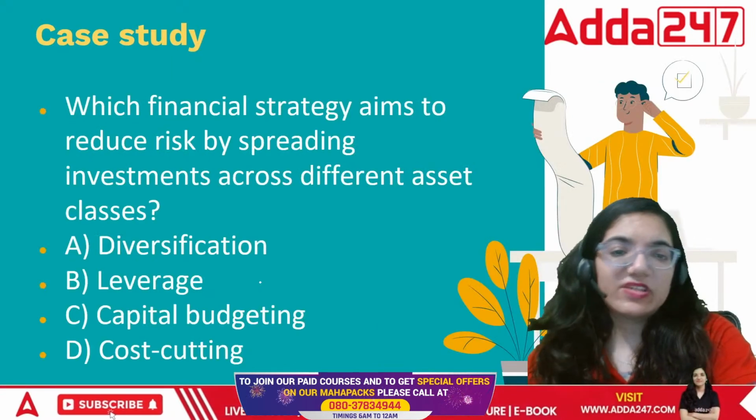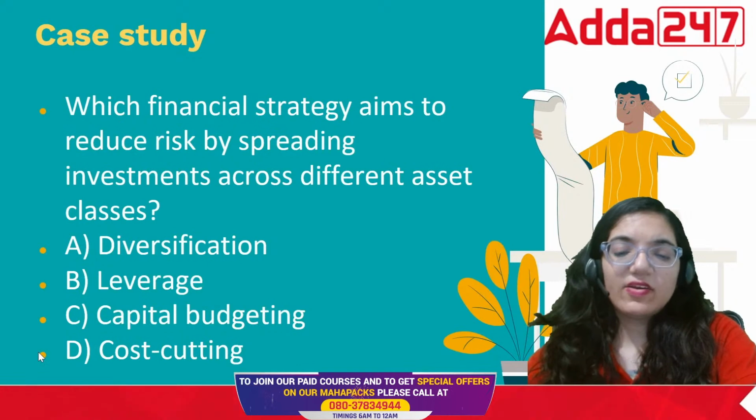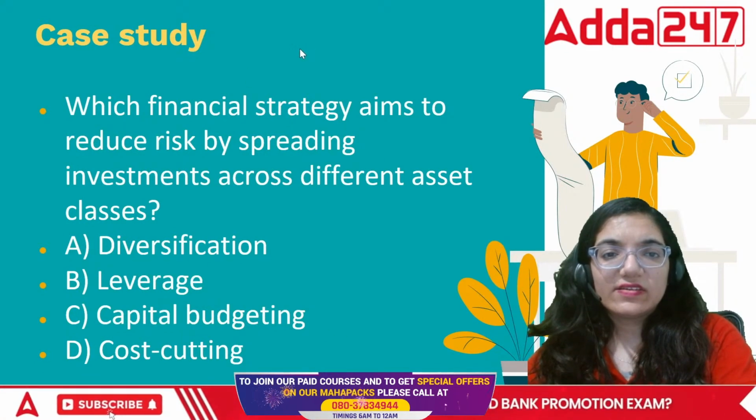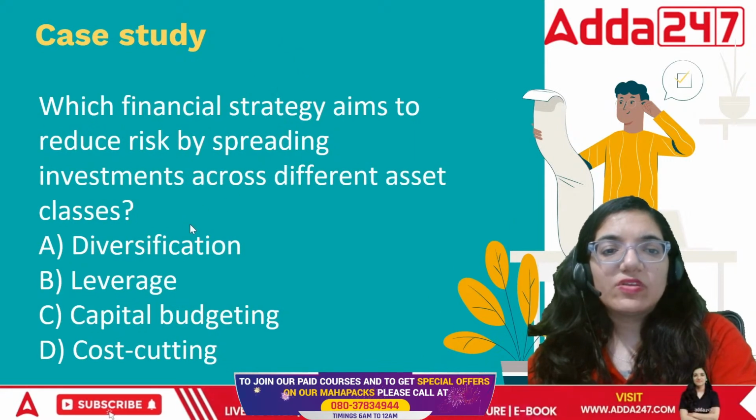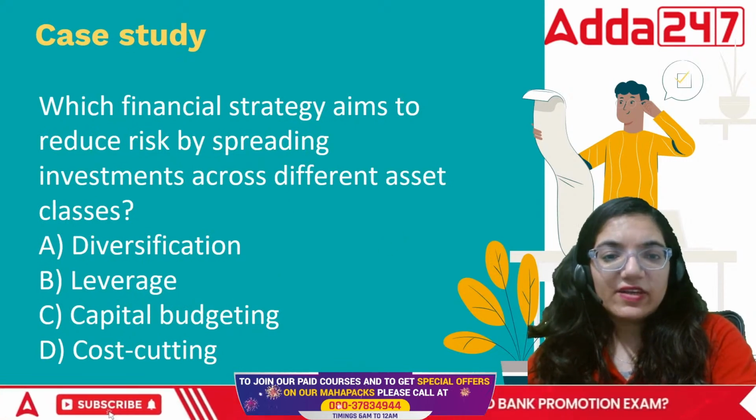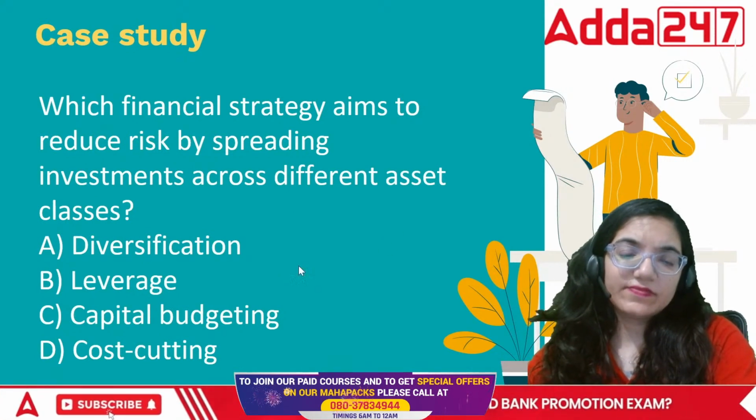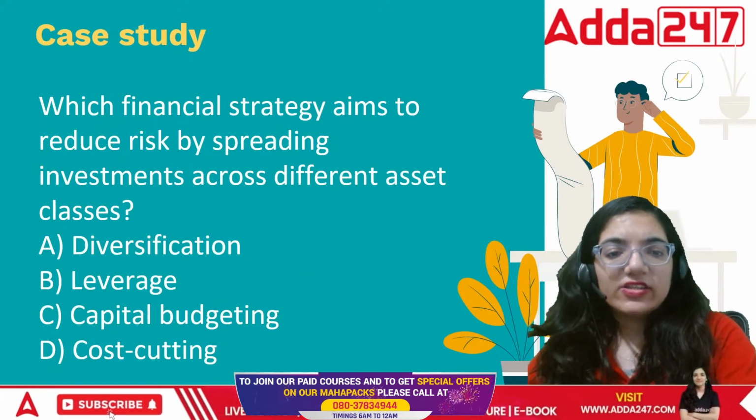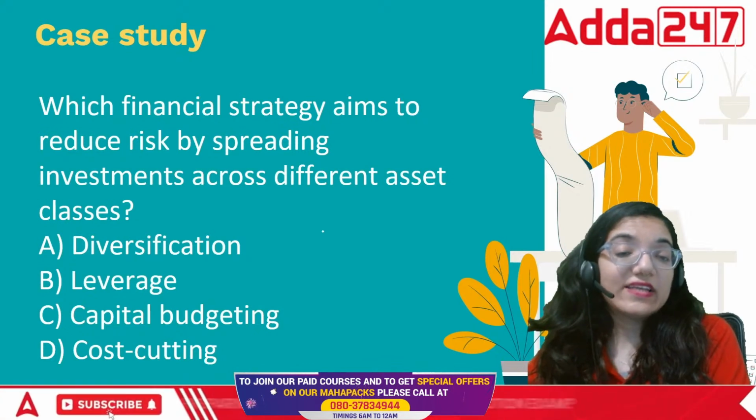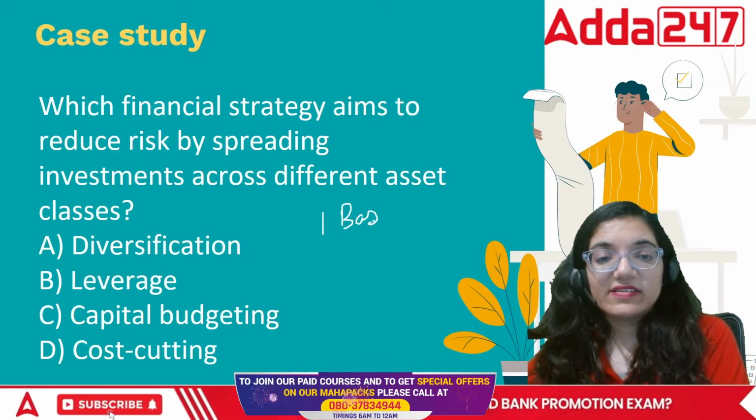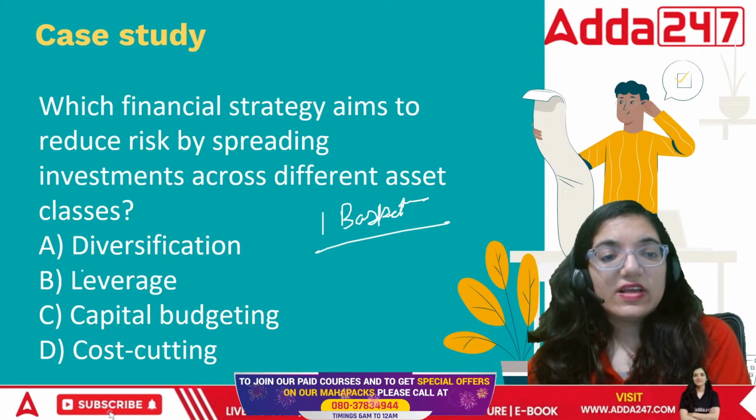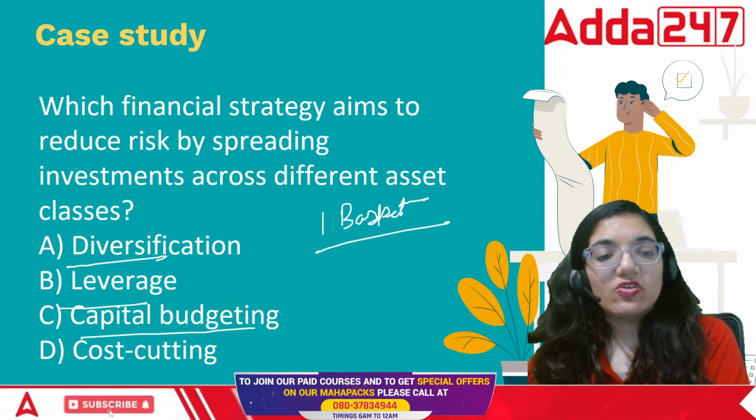Okay, here comes the next question, everyone. Go ahead and check it out. Which financial strategy aims to reduce the risk by spreading investments across the different asset classes? Achha, there is one particular thing. Warren Buffett once said, never put all the eggs in one basket. Now, what do you mean by this? Diversification, leverage, capital budgeting, or cost cutting?